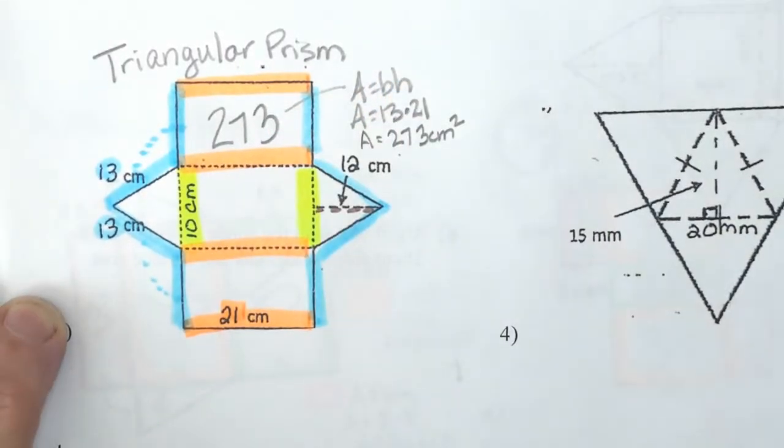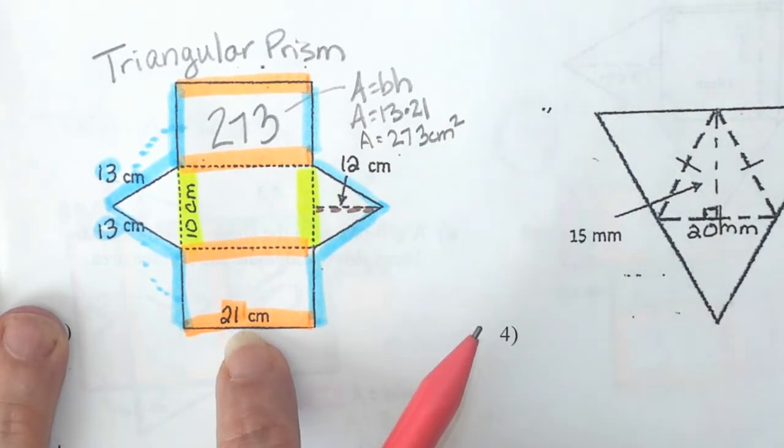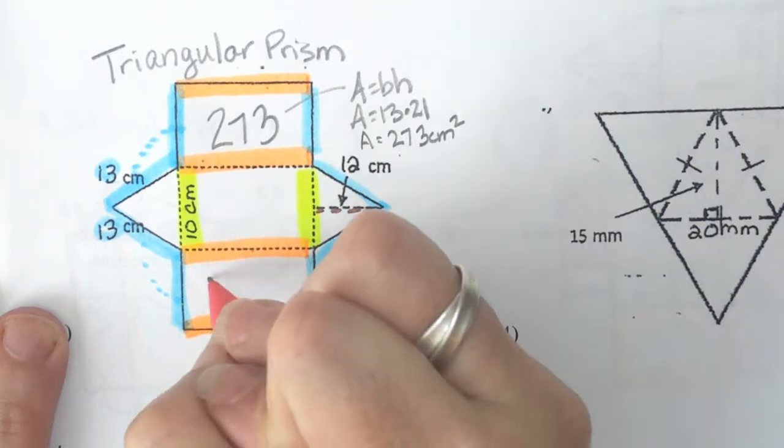So I kind of look around. Is there anything else that is blue and orange? 13 and 21. Yeah, that bottom box, right? So I can just copy it.